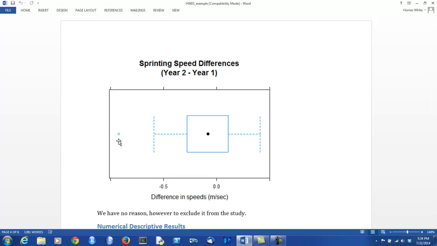No particular reason to believe that there was a typo there or anything like that, or that this lizard isn't really a canyon lizard at all. We have no information about that from the original study, so we'll keep it in the data.